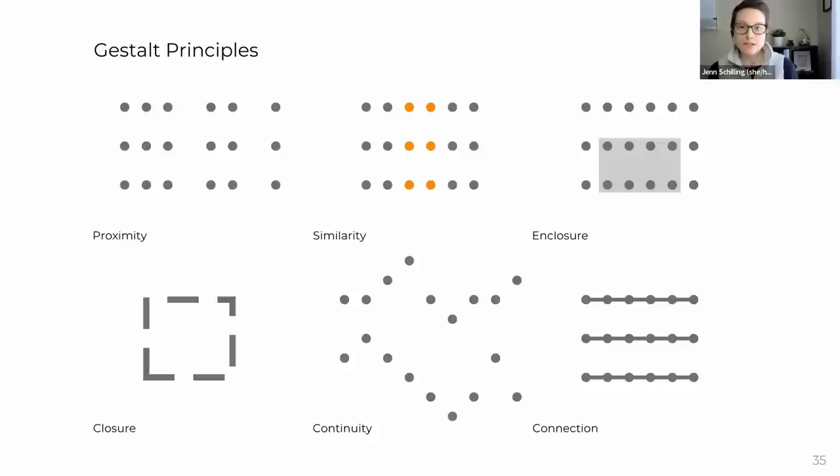And so we can use them to highlight information, draw attention, create hierarchies, and reduce the cognitive load of processing a visualization. So they're very useful as we're designing them, but they're also important to keep in mind because they're based on how people actually interpret information. So the six principles we're going to talk about are proximity, similarity, enclosure, closure, continuity, and connection. And we'll go through each of them in turn as well.